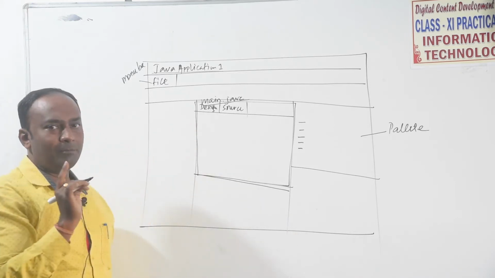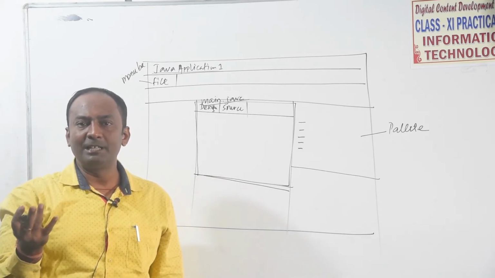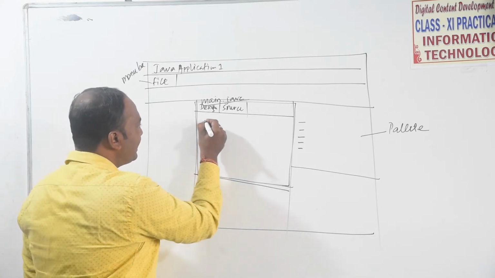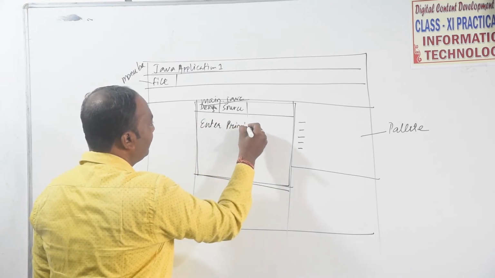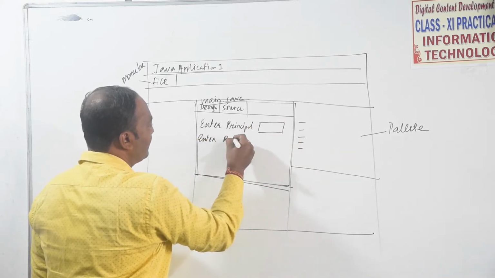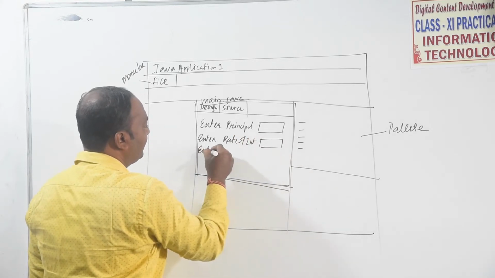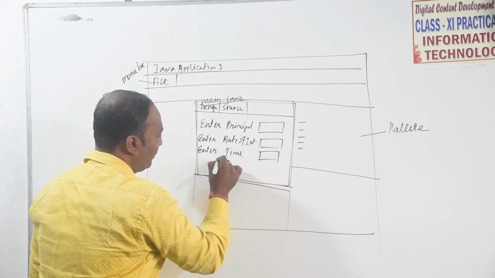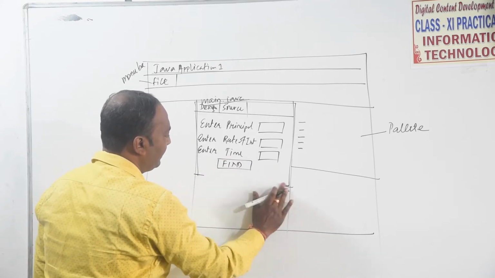We know that the first program is a simple interest program. To create it, we need 3 variables: principal, rate of interest and time. So we have to create a design like this. Enter principal, enter rate of interest, and enter time. You have to give a button here like Find SI.